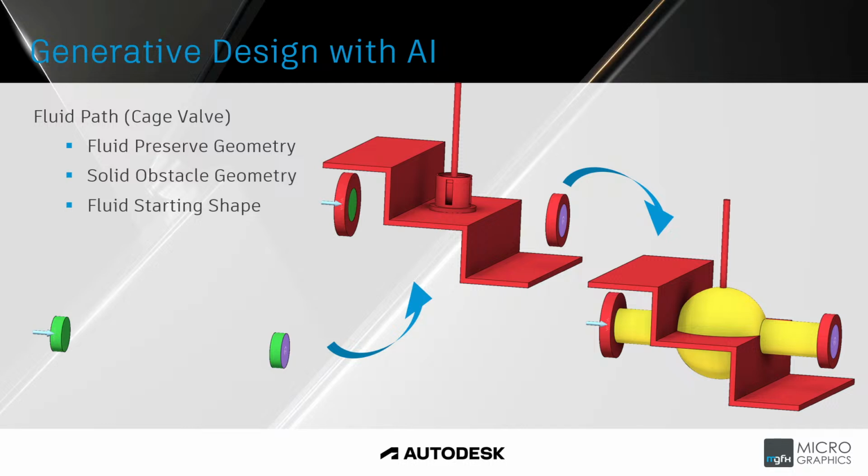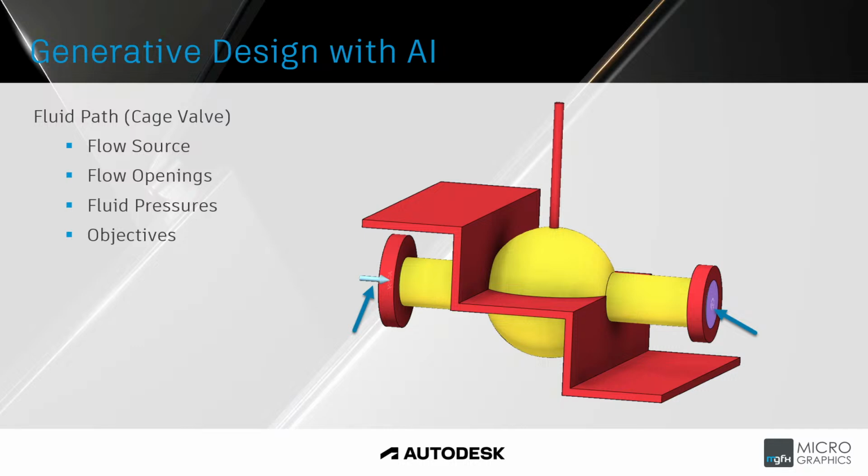So this is the geometry setup. You would then move on to the fluid setup. So we look at the flow source on the left hand side. This can be essentially a flow rate of fluid coming into the valve. And then on the right hand side, we have a flow opening. So that is just a place for the fluid to be able to exit out of the system. So if you had a computer case with one fan, you can have your flow source at the fan and then various openings or vents to let that air exhaust out of the case.